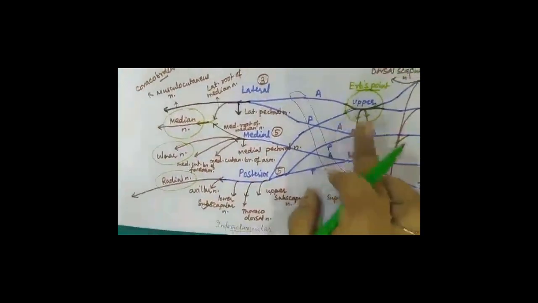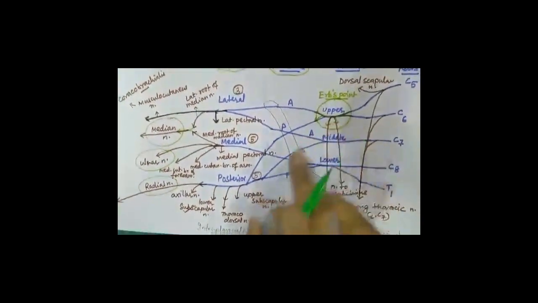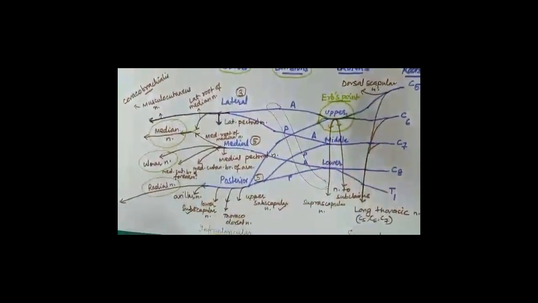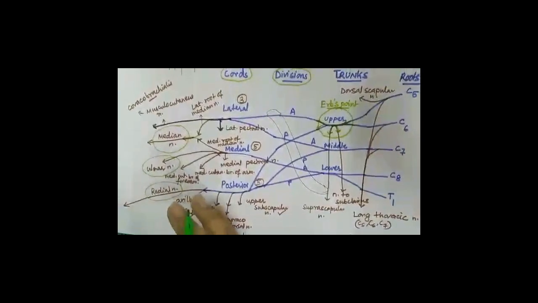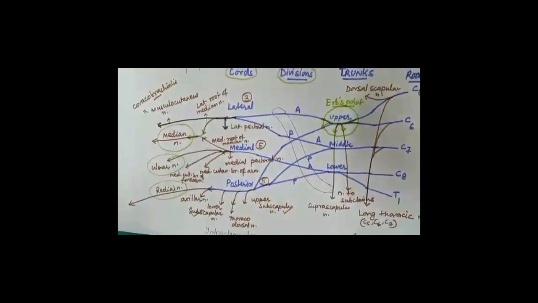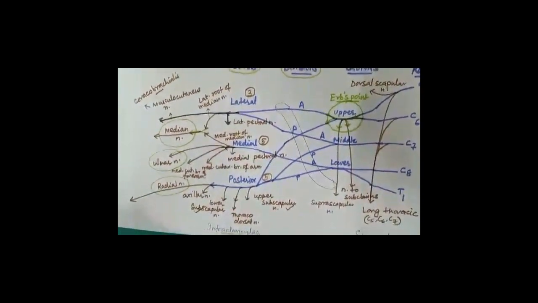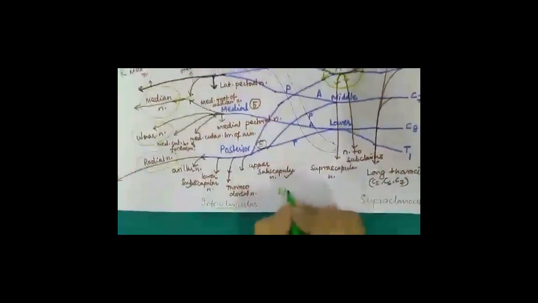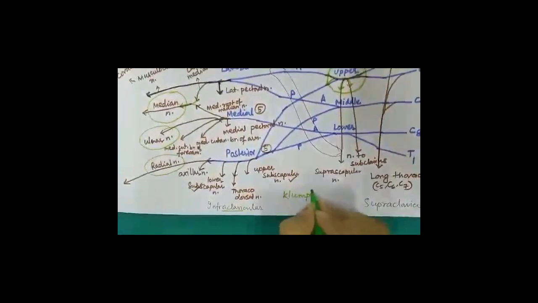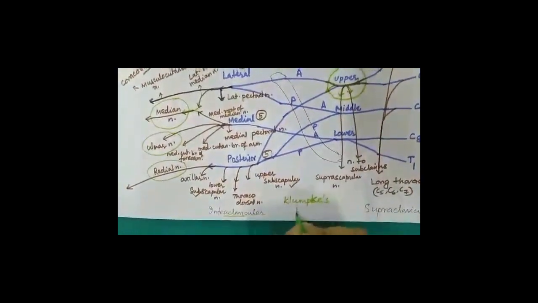As we have discussed, the injury of the upper part of the brachial plexus leads to Erb's palsy. The injury to the lower part of the brachial plexus may give rise to another palsy called Klumpke's palsy.